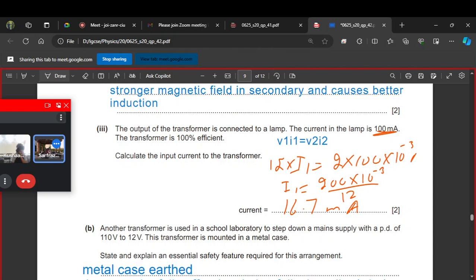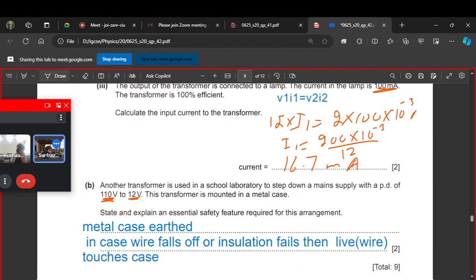Next question says that another transformer is used in a school laboratory to step down a main supply with a potential difference from 110 to 12 volt. Mean 110 is VP and 12 is VS. This transformer is mounted in a metal case. State and explain an essential safety feature required for this arrangement. So what safety feature will you use here?